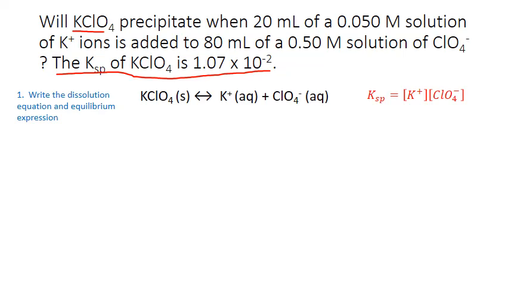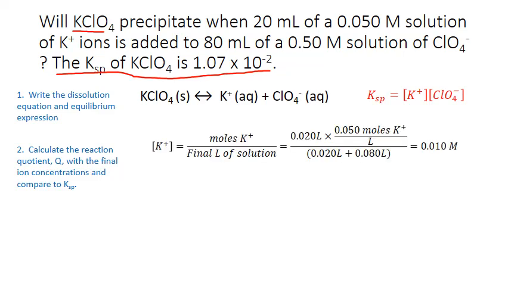And next we want to actually calculate Q and compare it to our KSP that's given to us. Now the trick here is that the reaction quotient Q has to be calculated with the final ion concentrations after mixing. And the concentrations that were given in the problem are actually before we've mixed together our solutions. And once we change the volume of the total solution by combining them together, it will actually change the concentration of the ions that are present. So we need to calculate the final concentration of each of our ions.